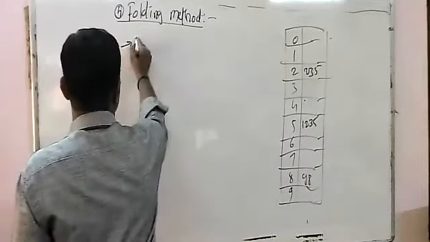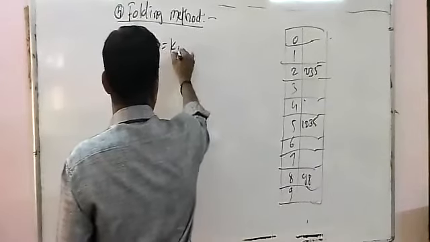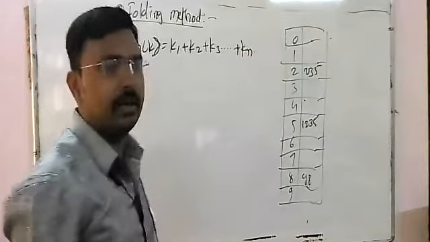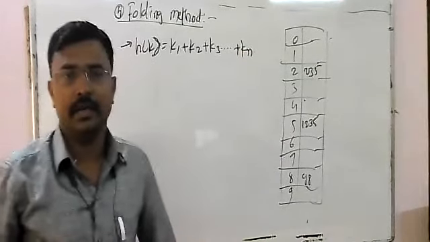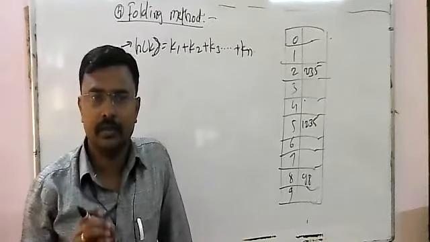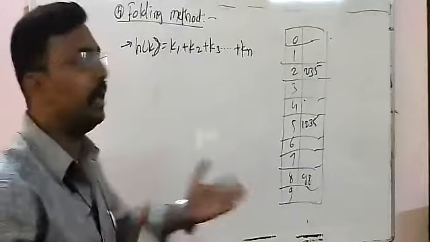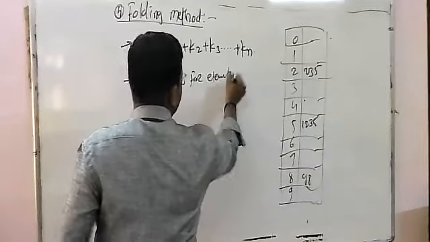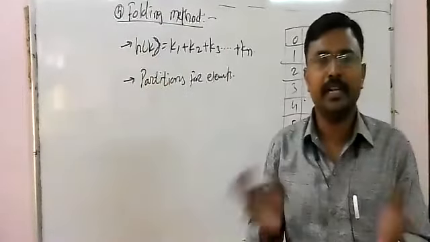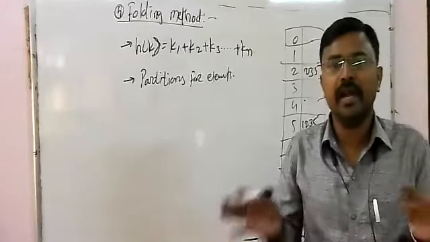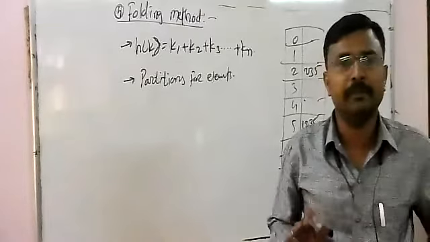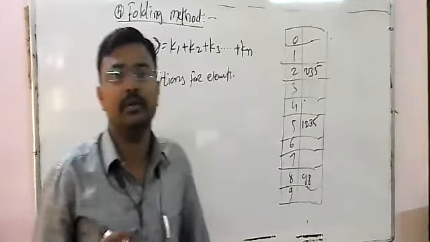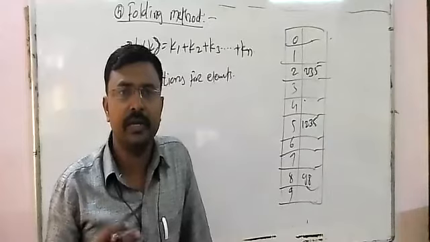Your hash function is calculated by adding a different heat value, a different value from that element. Okay, it means that if you are given an element, we are going to divide the element first, or make partitions for the element. Then we are going to add those partitions, and whatever the final result is, according to that we are going to calculate the index.